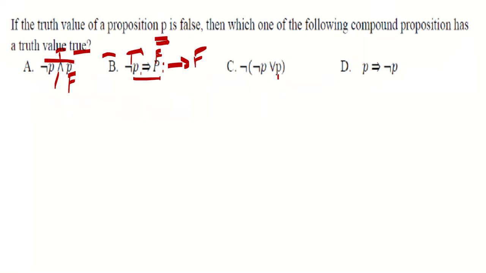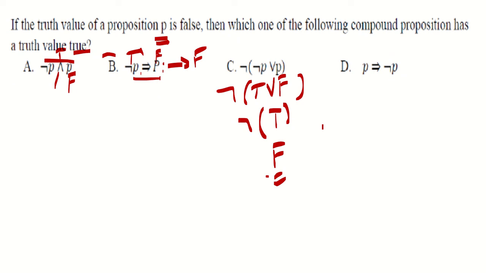Again here, P false or true, again negation. True or false is true, and negation of true will be false. So still this is also false. And here P is already false. False implies whatever. Actually it is true here. False implies true will be true. So the answer will be D.